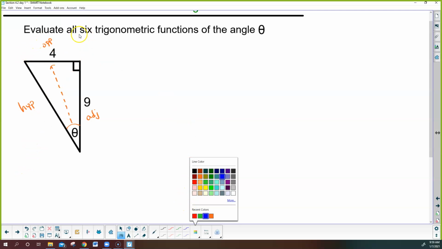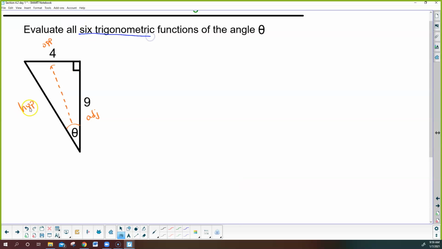So before I can evaluate all 6 trig functions, I do need to know the value of the hypotenuse. And I have the opposite and the adjacent. Well, those are both legs of a right triangle. So to find the hypotenuse, C, we're going to use the Pythagorean Theorem. And then if we need to, we will reduce the radical.